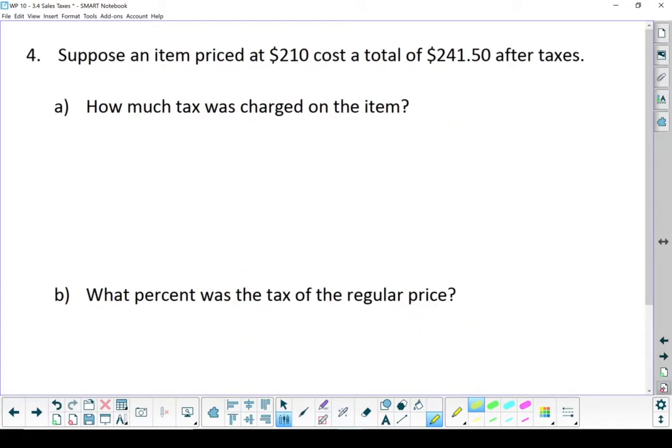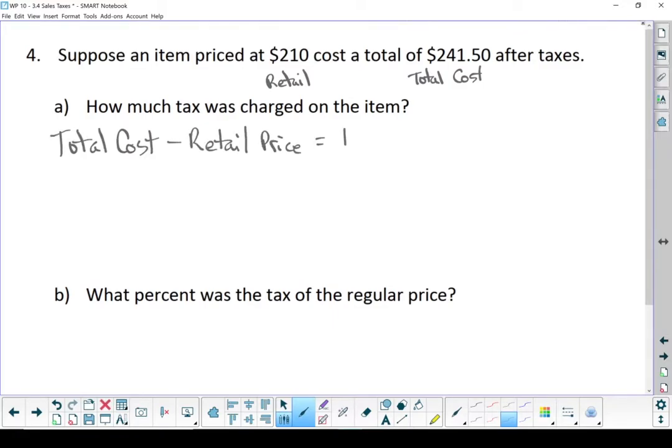Last question, and we're looking for something different in this question. An item is priced at $210 in the store. That's the retail price. And has a total cost of $241.50 after taxes. That's my total cost. So the first question A says, how much tax was charged on the item? Well, all you take is the total cost. You subtract off what the retail price was, and whatever else is there must be the taxes. Let's put our numbers in. When I subtract those two numbers, we get a total taxes of $31.50.